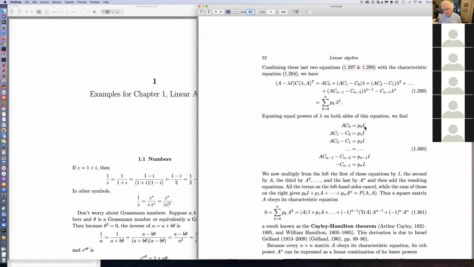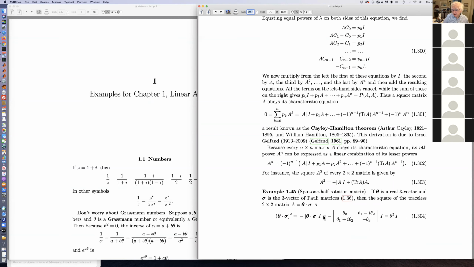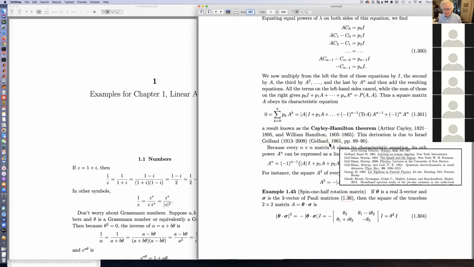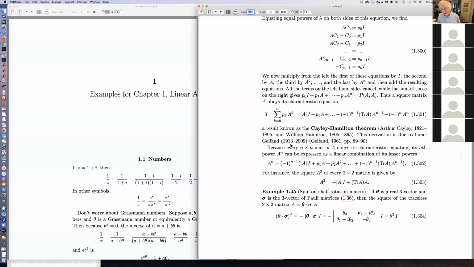So this is called the Cayley-Hamilton theorem, I don't know how it's pronounced. And this derivation, as I said, is due to Gelfand, who died 11 years ago, actually. He spent most of his life in the Soviet Union, but immigrated to New Jersey sometime probably during the Gorbachev period.